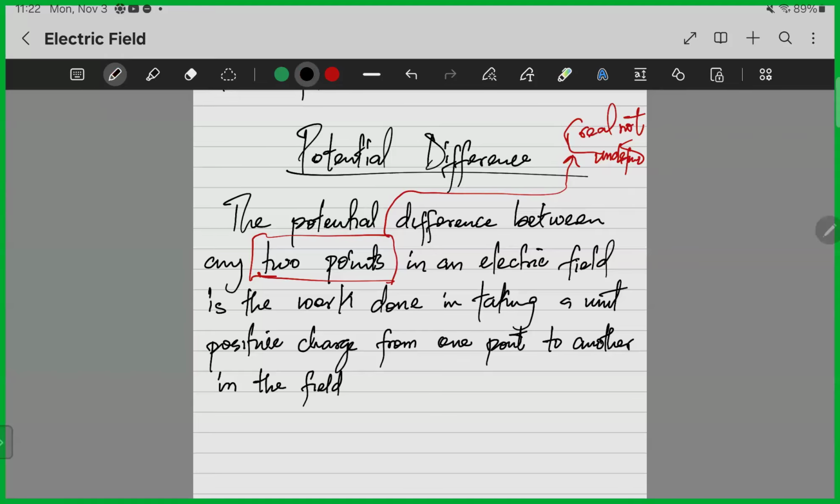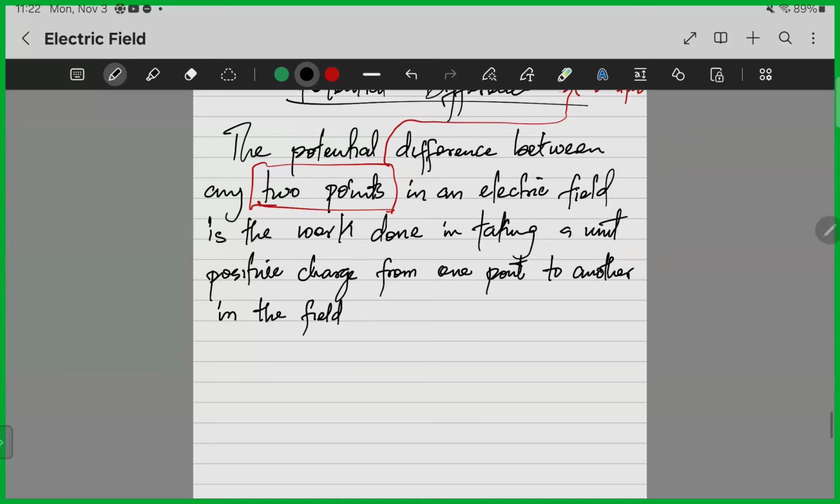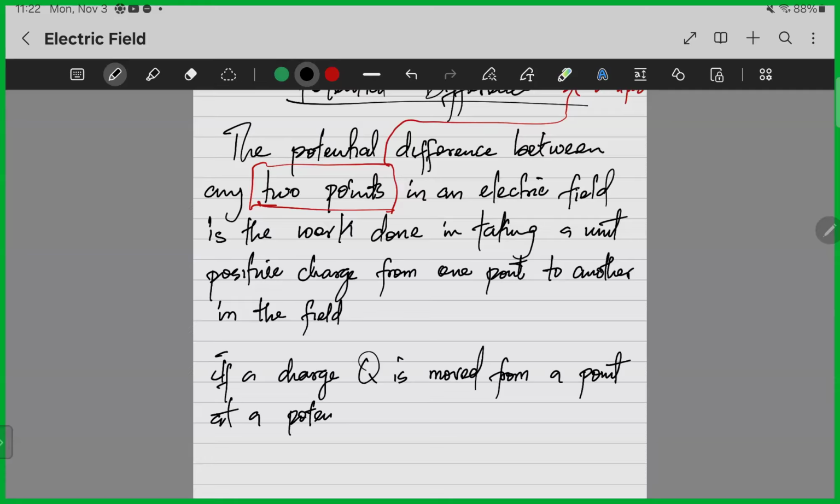So let's dive into how the formulas will look on the long run. So if a charge Q is moved from a point at a potential V1. Now that's like we are saying the first point is point 1. So we are moving a charge, because the idea of potential difference is the work done in moving a charge from one point to another.